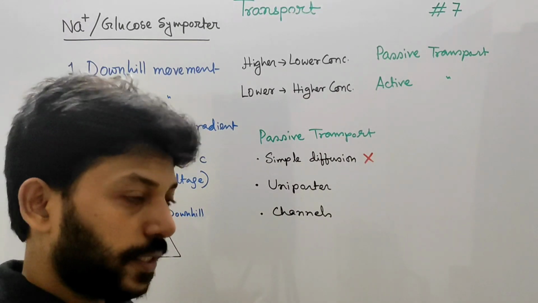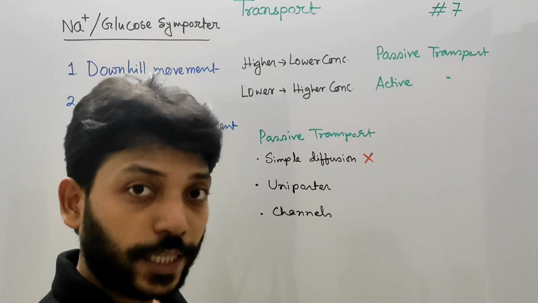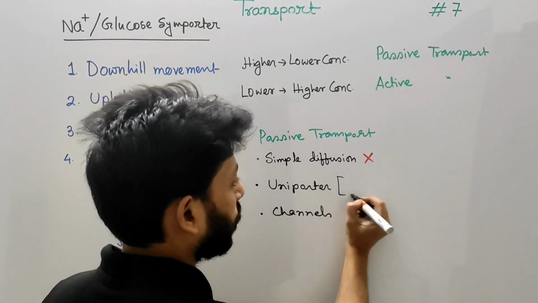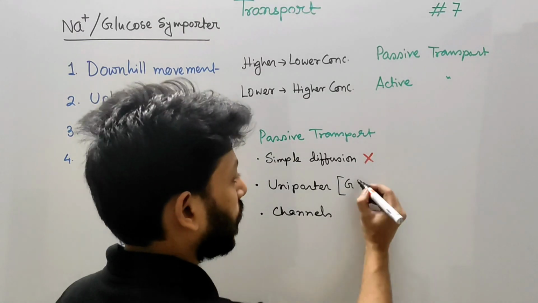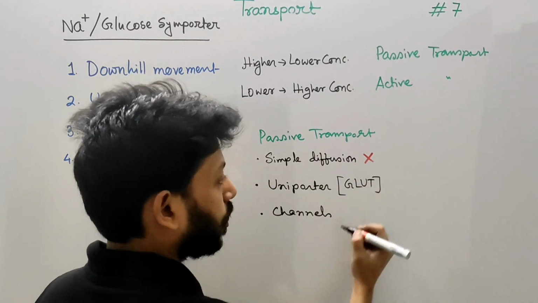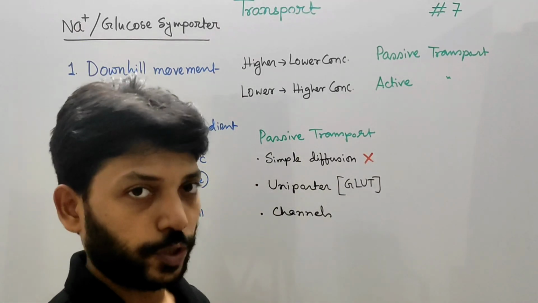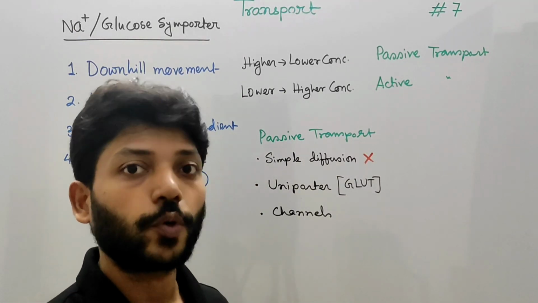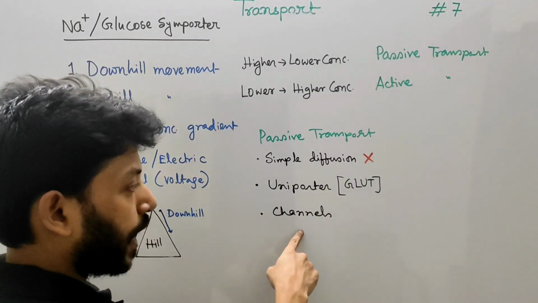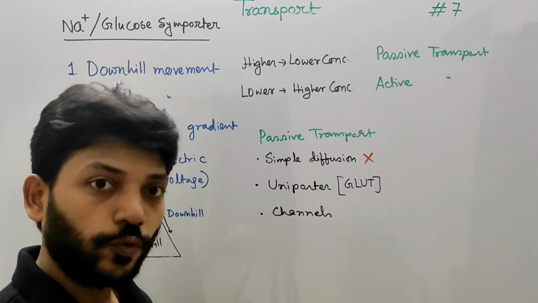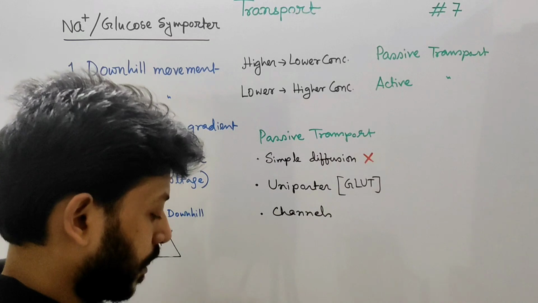In case of uniporter, these are transport proteins. Uni means one kind of molecule is actually transported through this uniporter. In my previous video, I have discussed one example of uniporters, the glut protein. Most cells that import glucose contain glut protein. So through the glut protein, glucose import occurs. That means glucose comes inside the cell. And through the channels, ions and water can move from higher to lower concentration. So these are examples of passive transport.